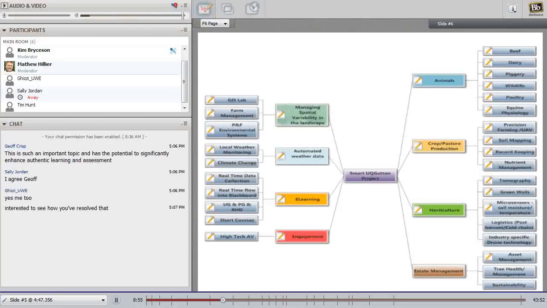drone design and building capacity, which my students use and have done quite a lot of work on, soil mapping, record keeping, nutrient management. And in horticulture, we're looking at tomography or 3D CT scanning of trees and roots, green walls, microsensor soil moisture, logistics, post-harvesting, cold chain, and industry-specific drone technology.